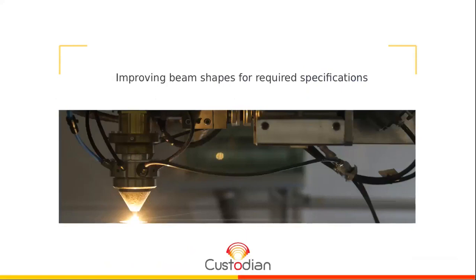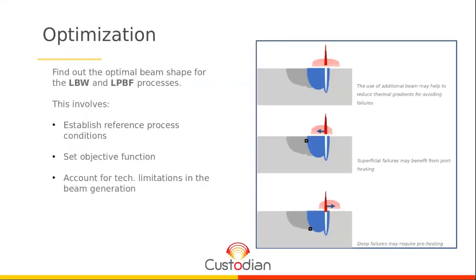Regarding the search for the tailored beam shapes that can help us to optimize the process, we need to take three points into account. First, we need some initial reference conditions. So we need to define which is our starting point. Once we know the starting point, we need to define an objective function. And with that, I mean, where do we want to go from this reference point?